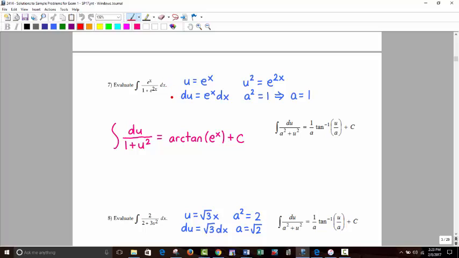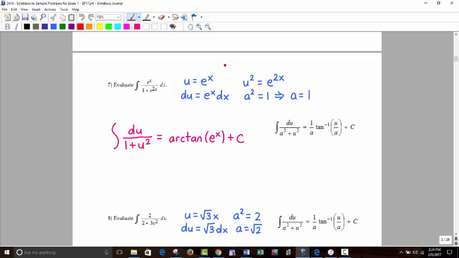So the way I look at this is, what do I need u to be that will give me the numerator when I take its derivative? And u would have to be e to the x, because therefore the derivative would be e to the x dx. So you might wonder, if u is e to the x, how do I represent e to the 2x? No problem. u squared is e to the 2x, because you put parentheses around e to the x and raise it to the second power.